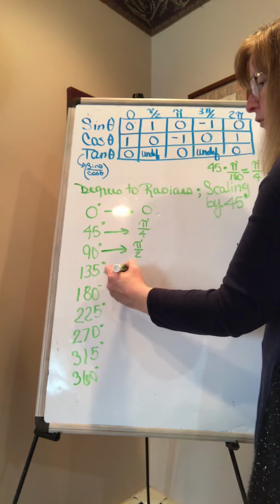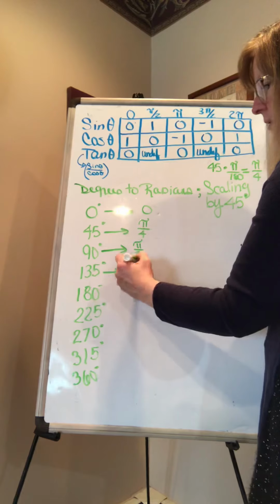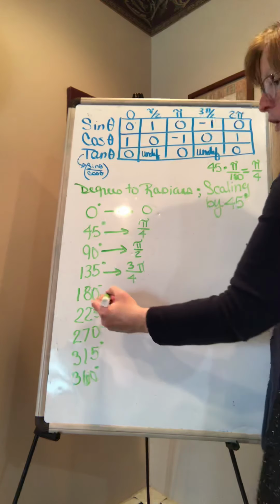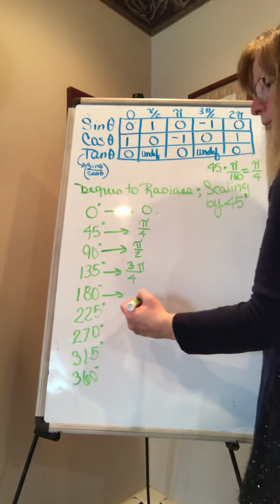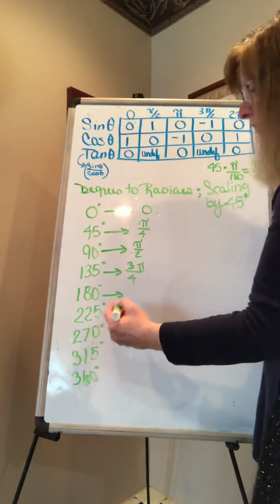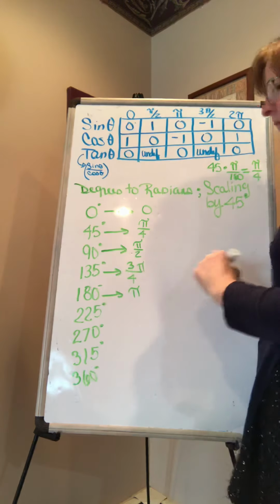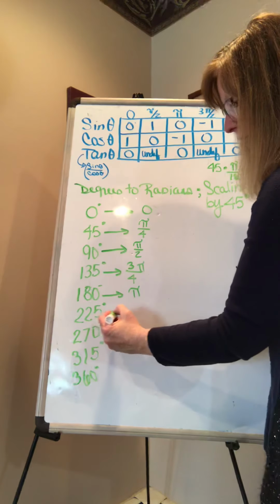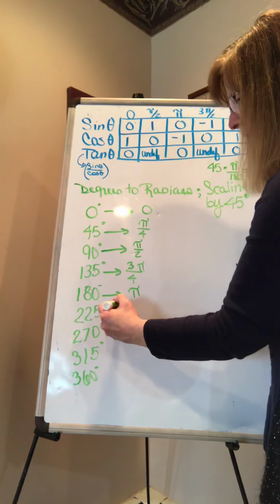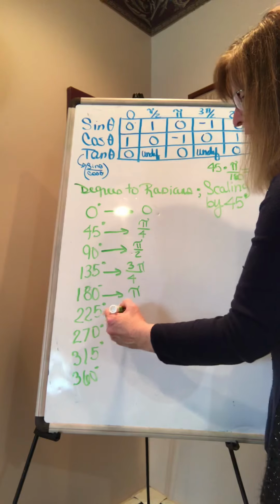135 would be 3 quarters pi. Next, 180 would be 4 quarters. 4 fourths is 1 whole pi, just like it is here. 225, this would be 5 quarters. We want another quarter.